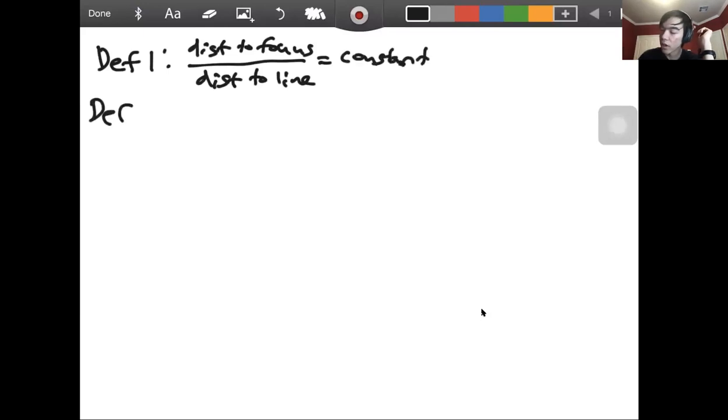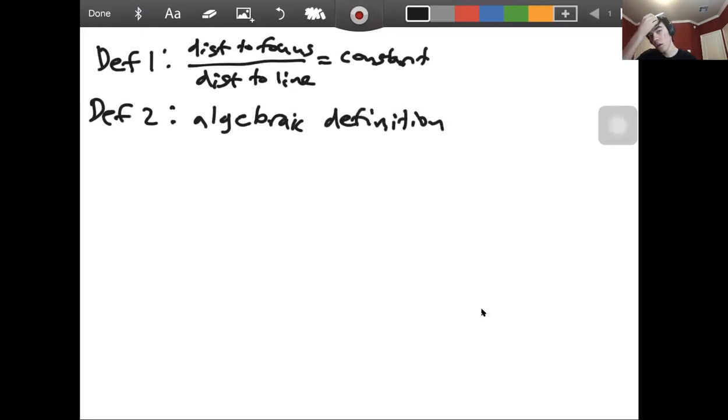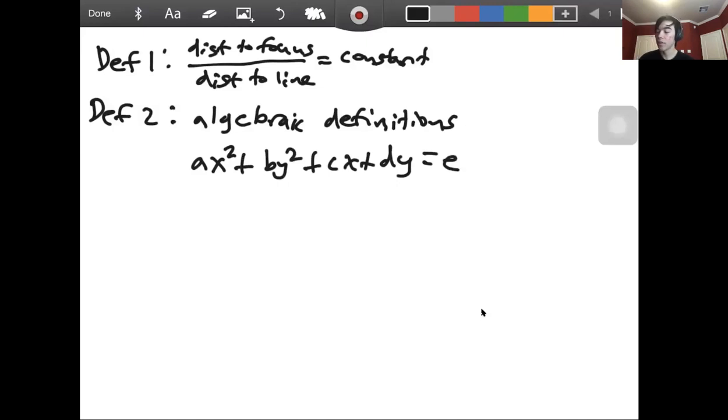There's a second definition for conics, which is the one you might have encountered before. And this is the algebraic definition. If you plot conics on the coordinate space, you'll see that they look something like this. You have an x squared term, you have a y squared term, maybe you have some linear x and y terms, and then you have a constant. Any shape that fills these criteria can count as a conic section.